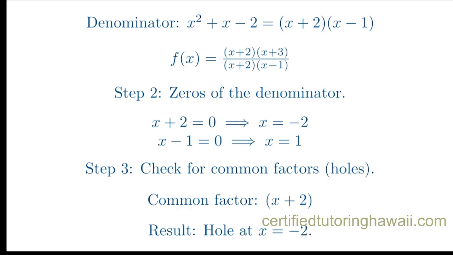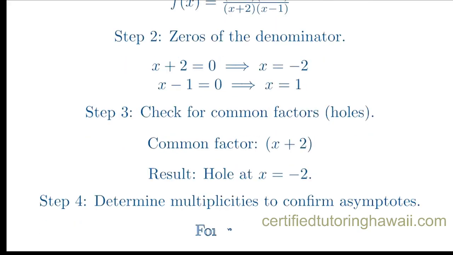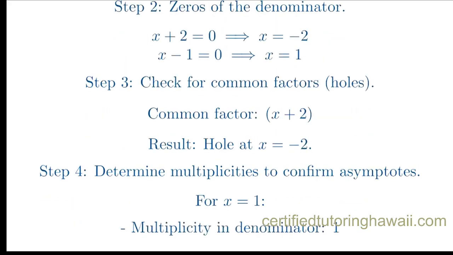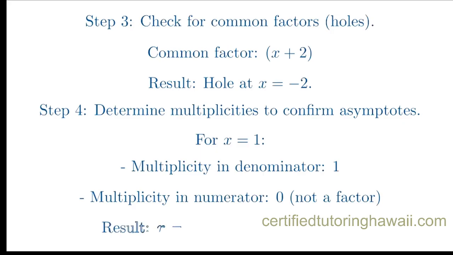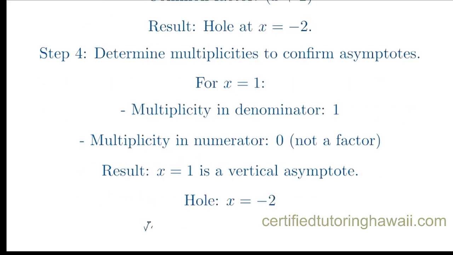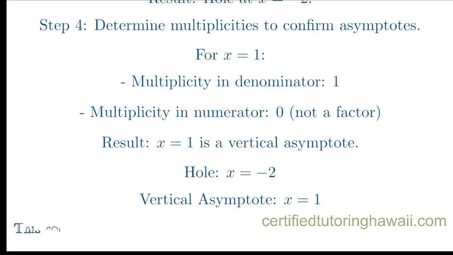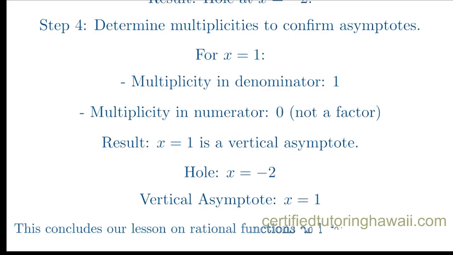Now for step 4, we analyze the remaining zero x equals 1. For x equals 1, its multiplicity in the denominator is 1. Is it a factor of the numerator? No, it isn't. Therefore, by our first rule, x equals 1 is a vertical asymptote. So we found that this function has one hole at x equals negative 2 and one vertical asymptote at x equals 1. This concludes our lesson on rational functions and vertical asymptotes.